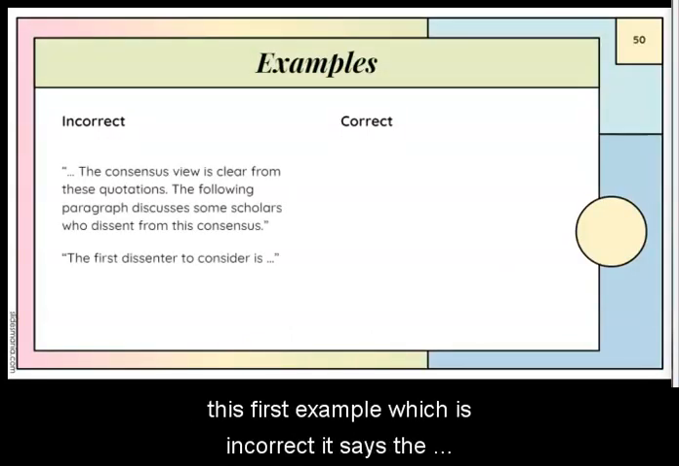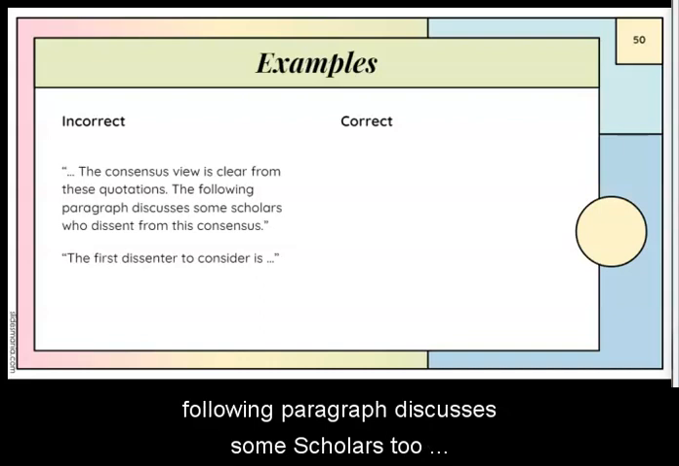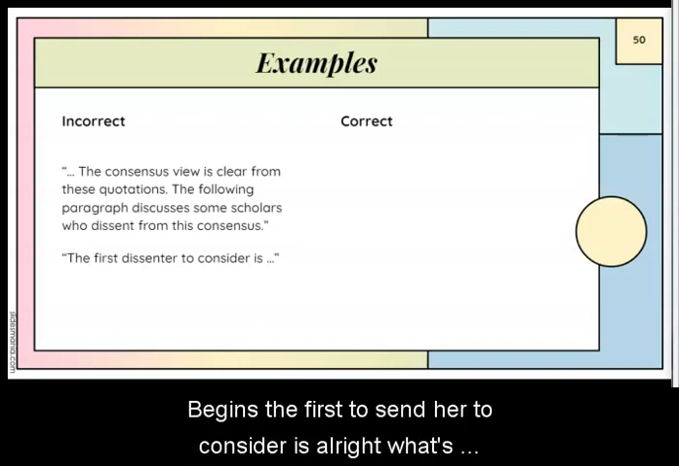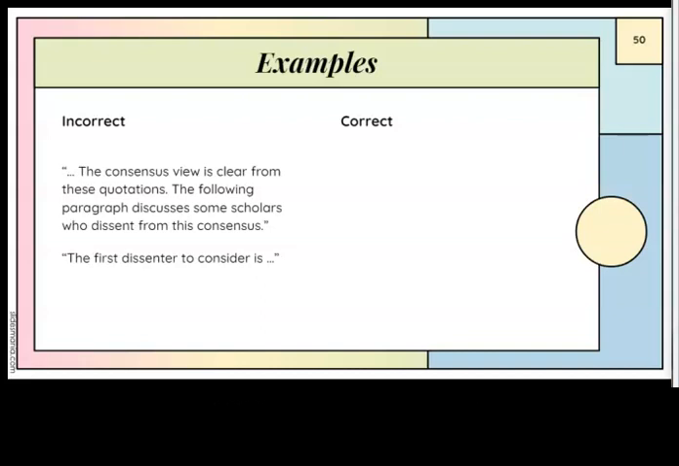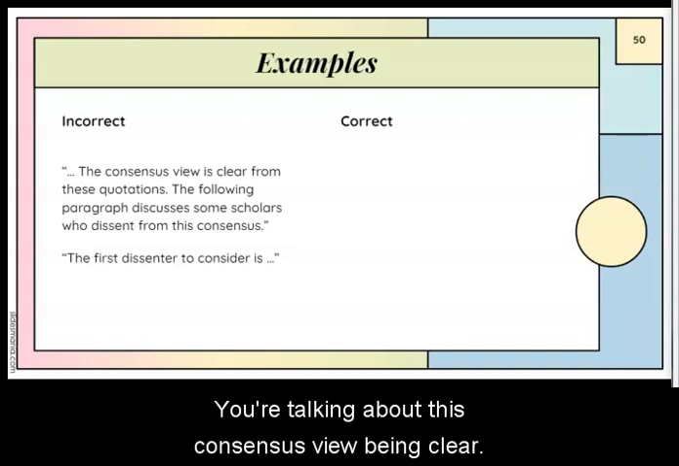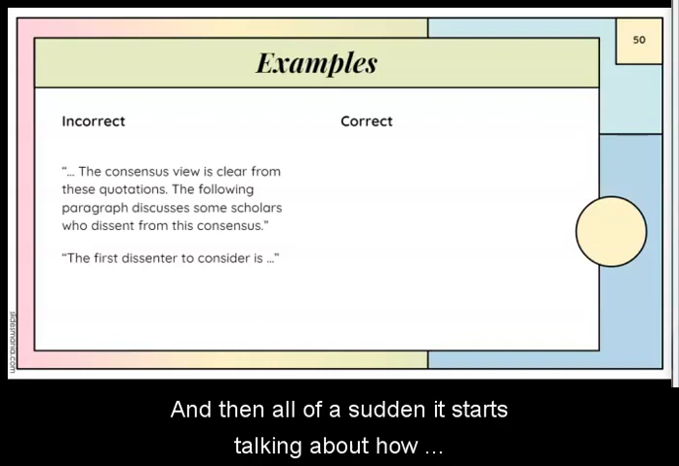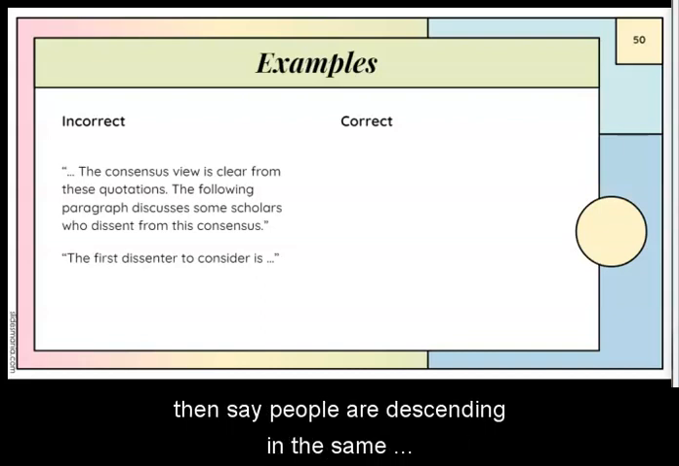So in this first example, which is incorrect, it says, the consensus view is clear from these quotations. The following paragraph discusses some scholars who dissent from this consensus. And then their next sentence begins, the first dissenter to consider is. All right, what's happening here, and the reason why this is incorrect, is that you're talking about this consensus view being clear, and then all of a sudden, it starts talking about how some people then dissent. So you can't say it's clear and then say people are dissenting in the same space.